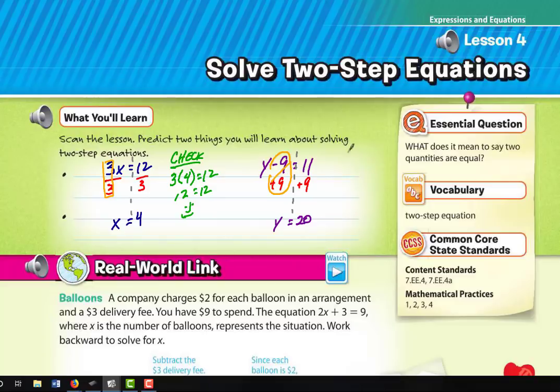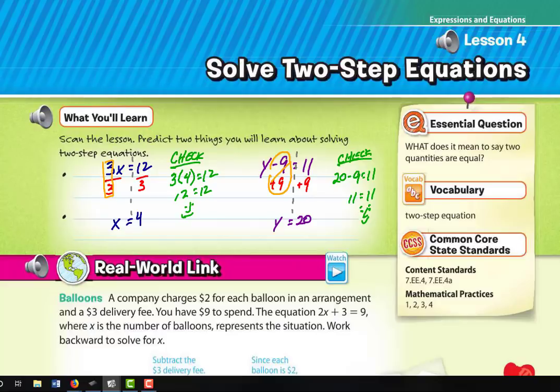And my final step is to, again, check my work. See if this looks right. Does 20 minus 9 equal 11? Yes, 20 minus 9 is 11, and I can feel confident. So that's what we've done up to this point. We've been working on these one-step equations.